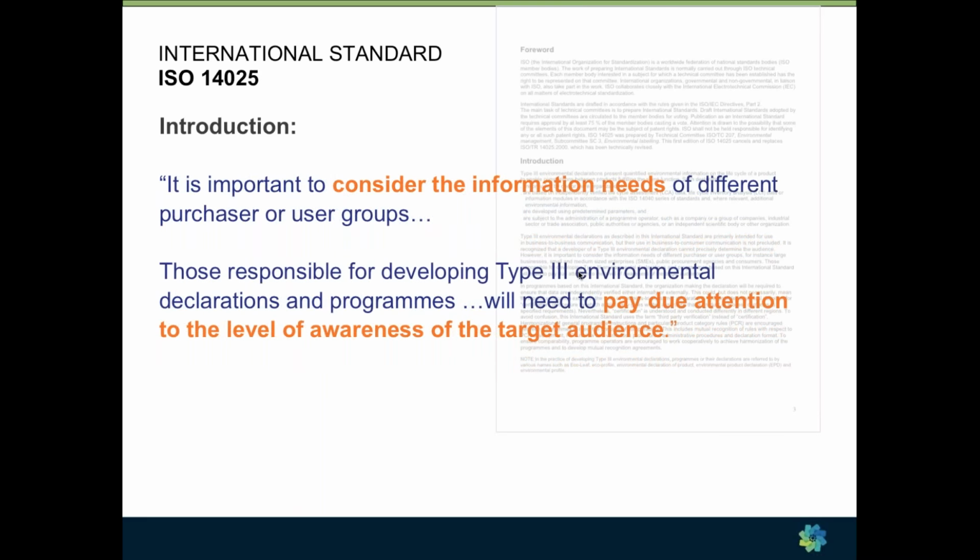It also says that it is important to consider the information needs of different purchasers or user groups. So that's pretty sensible advice. It's kind of marketing 101. Consider the audience and then speak to them in terms and language that they understand. And again, they reinforce that by saying those responsible for developing Type 3 environmental declarations and programs will need to pay due attention to the level of awareness of the target audience. So again, speak to the audience and give them the information they need in a way that they can consume it.